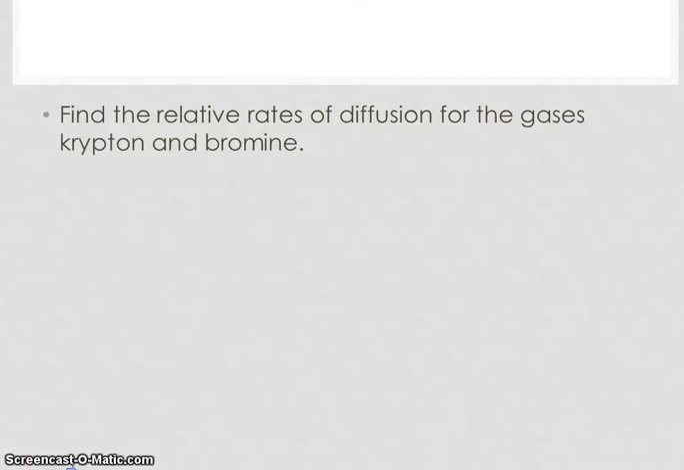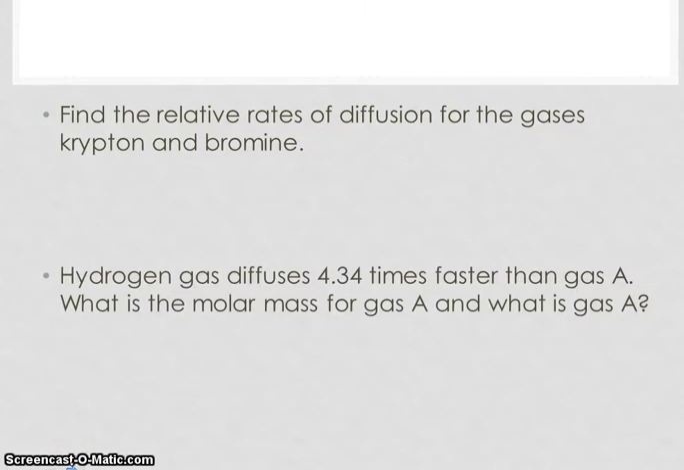All right, so let's look at another problem. This time it tells us that hydrogen gas diffuses 4.34 times faster than gas A. What is the molar mass of gas A, and what is gas A? So we have hydrogen gas, and we have gas A. Now hydrogen gas diffuses faster, that means that it's lighter. And the relative rate of diffusion is 4.34 to 1. And that's going to equal the square root of the inverse molar masses.